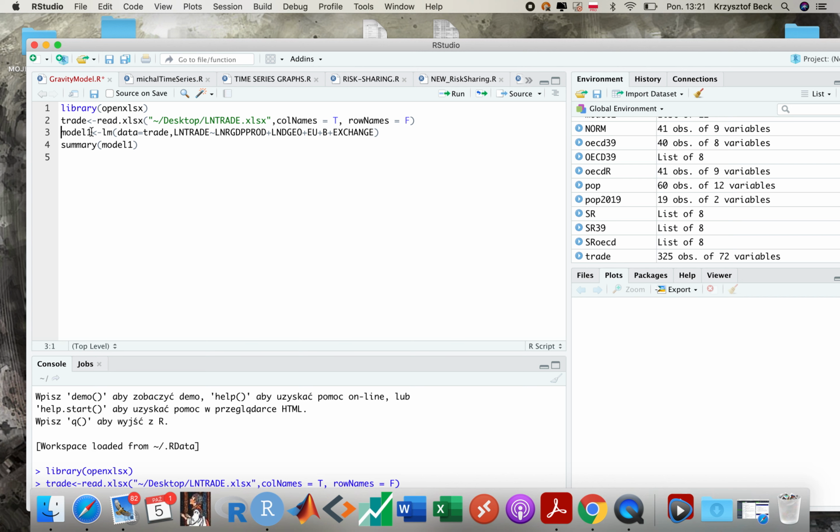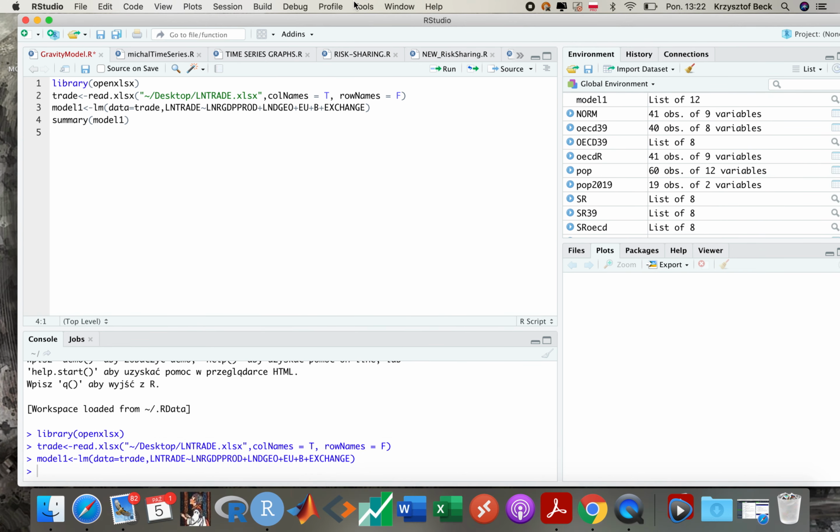Okay, so here I'm going to build an object, model 1. So I use the arrow. Here you have the lm function, data, in our case I called it trade, and then you build the model, ln trade, then you use the tilde, this wavy symbol, ln real GDP product, ln dg0, plus you add all the appropriate variables just like we did in Eviews.